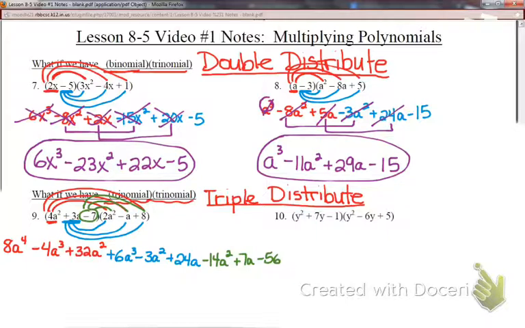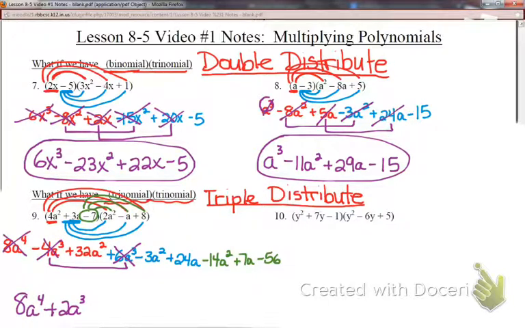Okay, so we have this really long polynomial here. You need to combine like terms. So, any a to the fourths? Just the first one. So 8a to the fourth. What about my a to the third? So I have these two right there. That's negative 4a to the third plus 6a to the third. That's positive 2a to the third. Those are done. Cross those out.